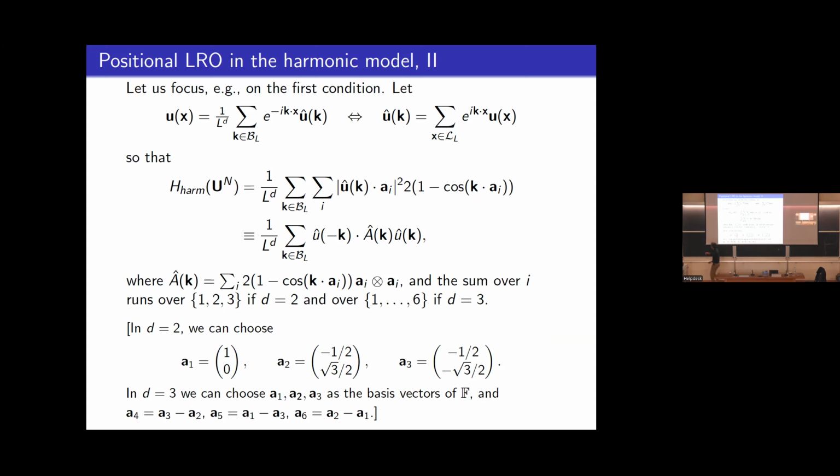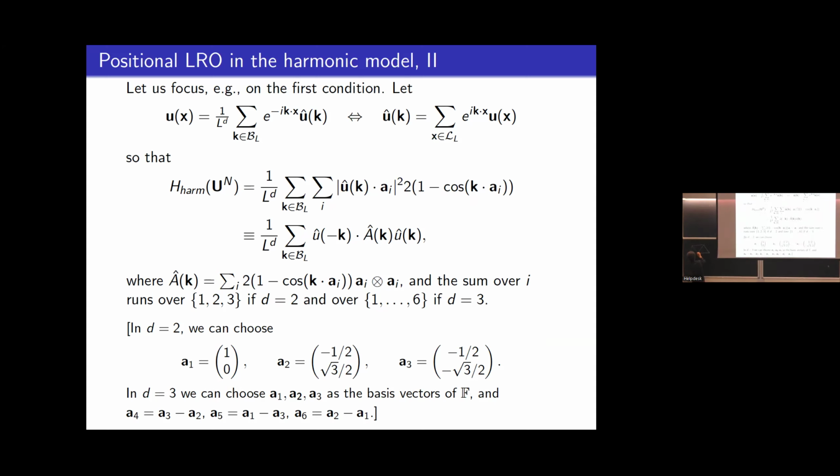So let me maybe make a picture. This is a portion of a triangular lattice. I'm denoting A1 this vector here. Maybe use color chalk. This is A1. This is A2. It's not very colored. And this is A3.